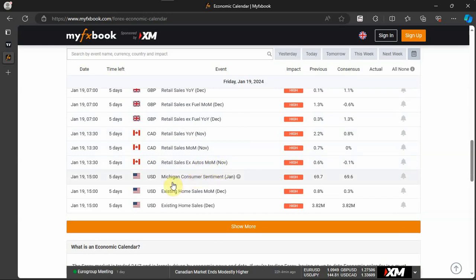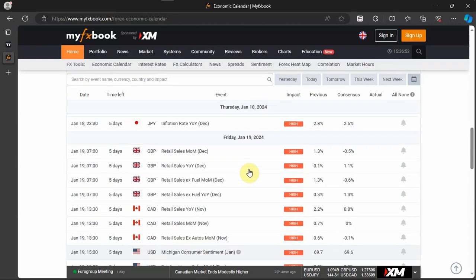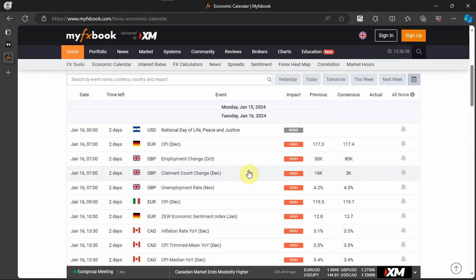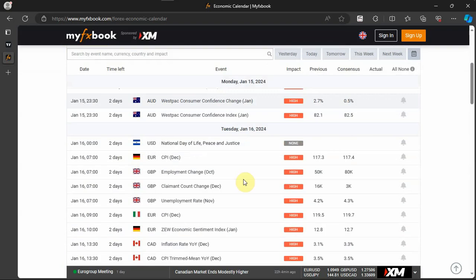Then you have the USD Michigan consumer sentiment for the month of January. We have existing home sales month over month for the month of December as far as USD is concerned, and then the existing home sales for the month of December for USD. So these are the high impact news that you expect to see on the market going into a new week. All right, so you better watch out for that. So that is just that for the economic news calendar.